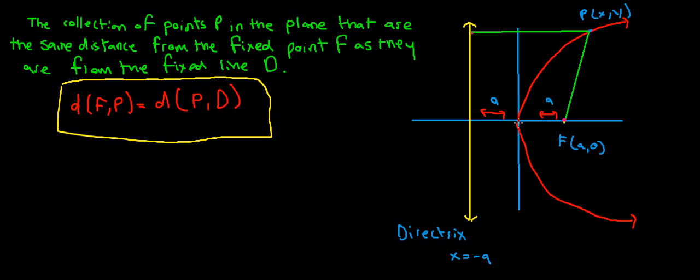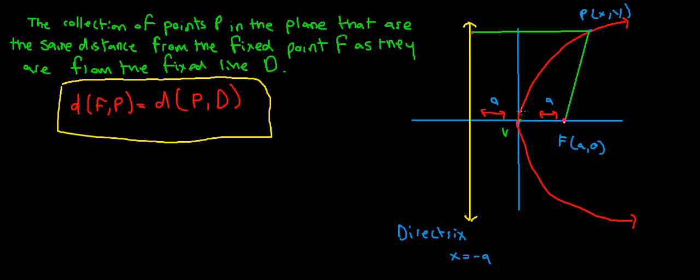The only other point of note on here besides the focus and the directrix is the vertex, which is the highest or lowest point on the parabola, or in this case, it is the most sideways point.